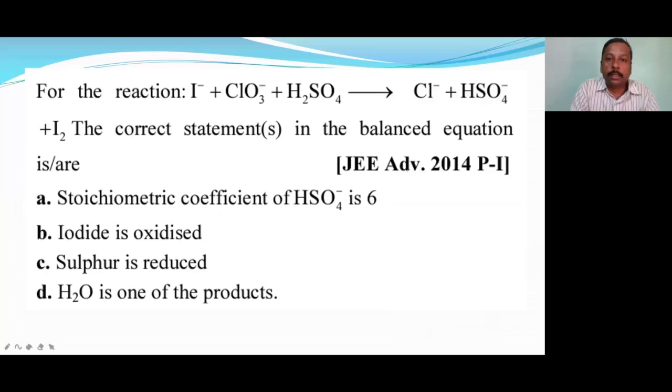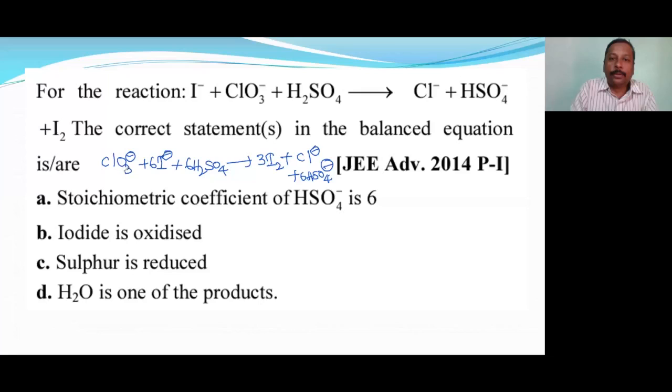Now let us see the next question. For the reaction I minus plus ClO3 minus plus H2SO4 gives Cl minus plus HSO4 minus plus I2, in the balanced equation we have to find the coefficients, and identify which is oxidized and which is reduced. So I have written the balanced equation here, so that you can understand and answer correctly.